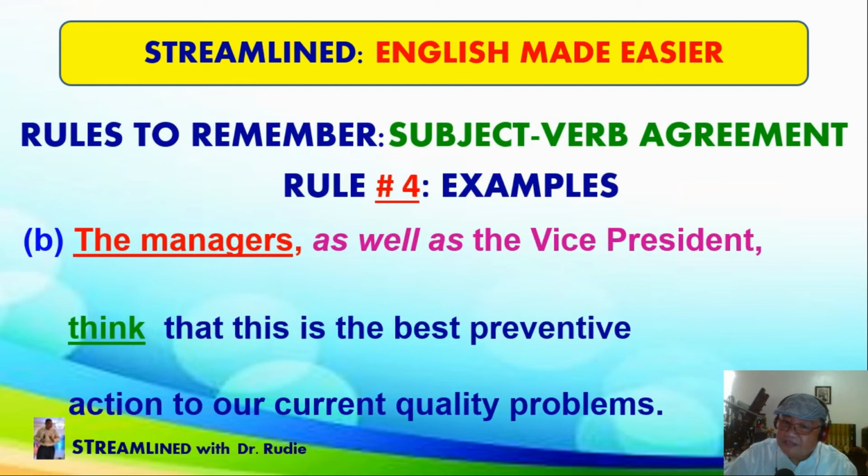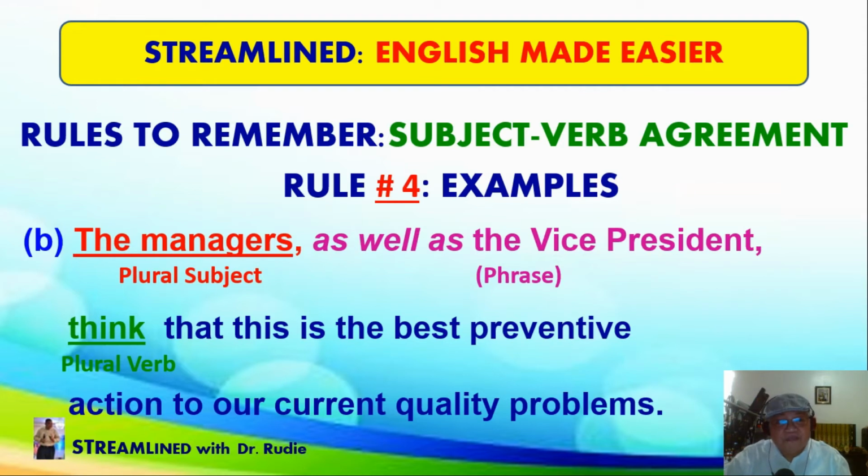The managers, as well as the vice president, think that this is the best preventive action to our current quality problems. Our subject is the managers. It is plural. The intervening expression or phrase is as well as the vice president. Vice president is singular, but it is not the subject. It is just a part of the intervening expression. That is why our verb must be think in the plural form.